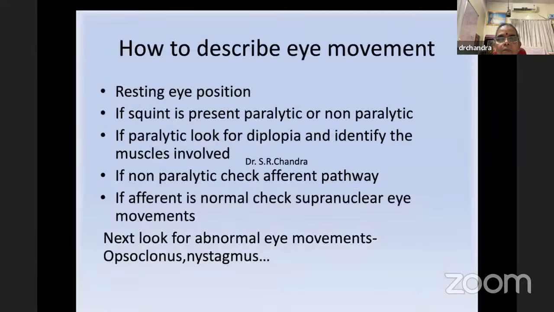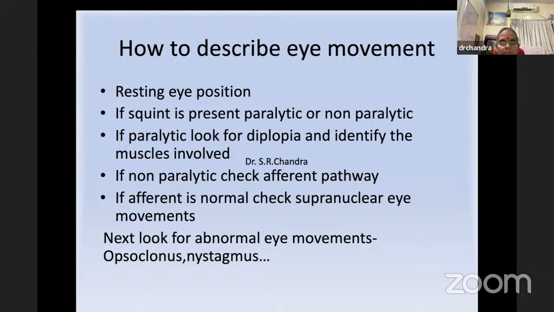So now how are you going to describe an eye movement? To summarize, you should tell the resting eye position. If squint is present, see whether it is paralytic or non-paralytic. I have told you about the cover test, alternate cover test, primary deviation, secondary deviation. So you will know whether it is paralytic or non-paralytic. If paralytic, look for diplopia and identify the muscle involved. If non-paralytic, check the afferent pathway.